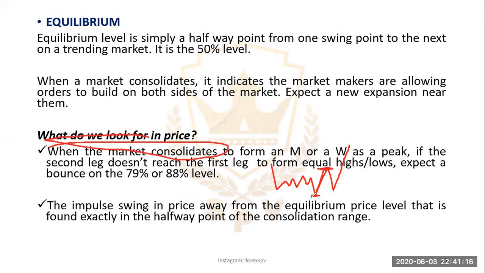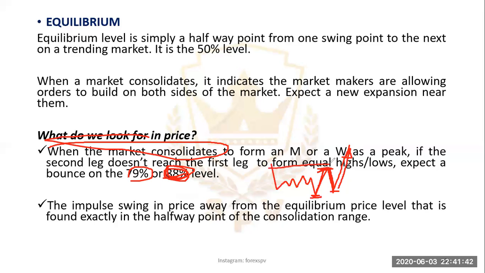I've put my Fibonacci tool there. I expect the second leg here to come to the 79% or 88% level. And the 88% level is the one that we have described as the second leg. And then eventually a new expansion is formed.